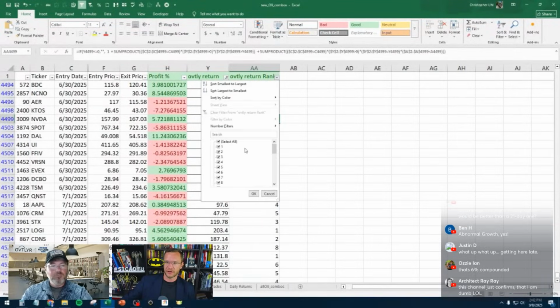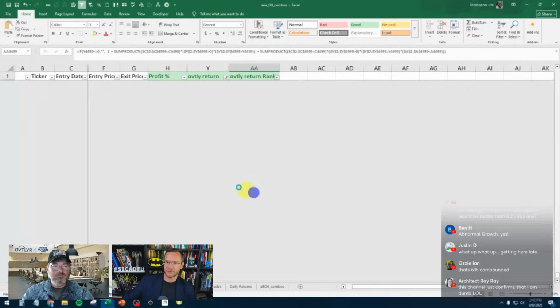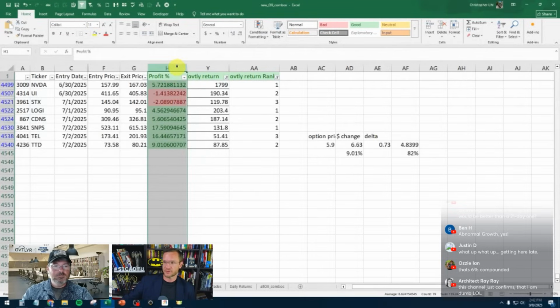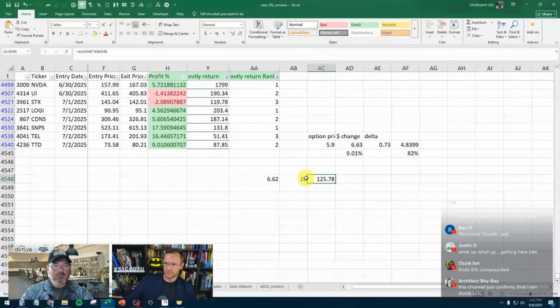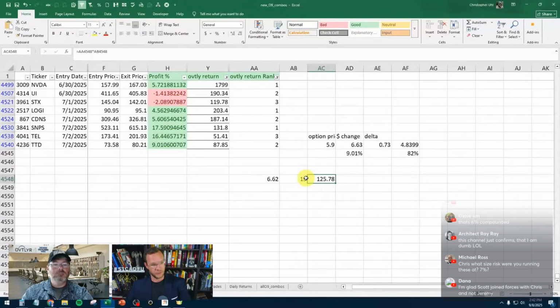And then let's do an outlier rank of the top three. So we're getting the least amount of trades. That gets us to 6.62 on 19 trades. So if our expectancy is 6.62 and we have 19 trades, that means our outcome would be 125% on the stock alone, not compounded.